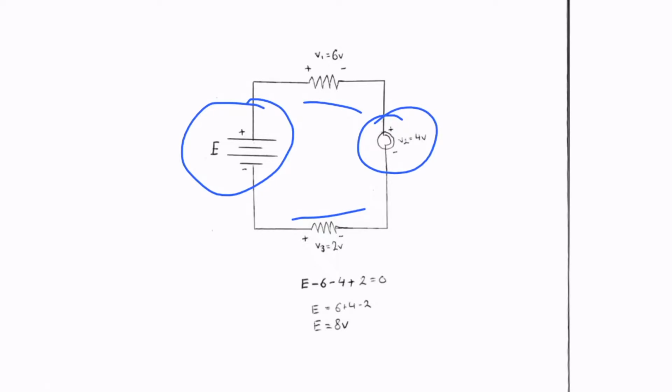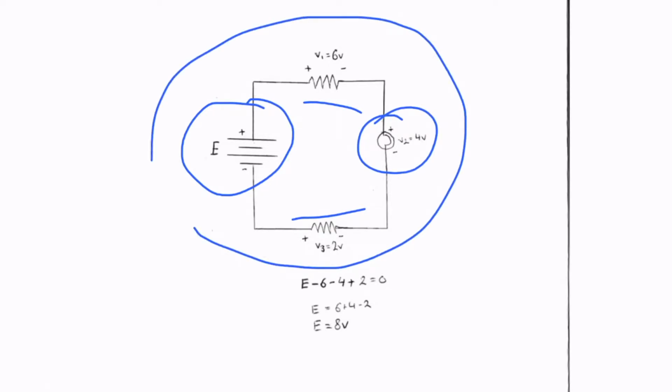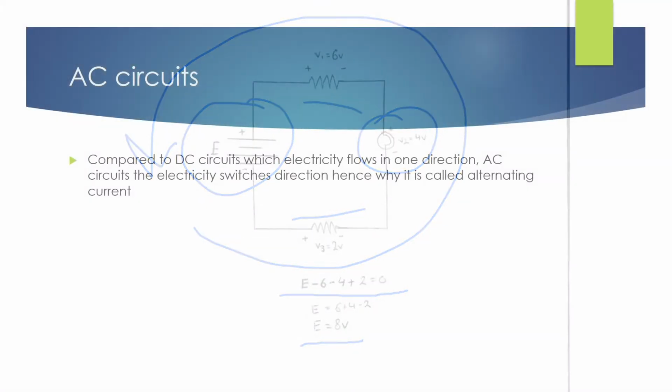lamp. We use Kirchhoff's voltage law, we add up the sum of all the voltages around the loop, and we get that E minus 6 minus 4 plus 2 is equal to 0. We solve this and we find that E is equal to 8 volts.